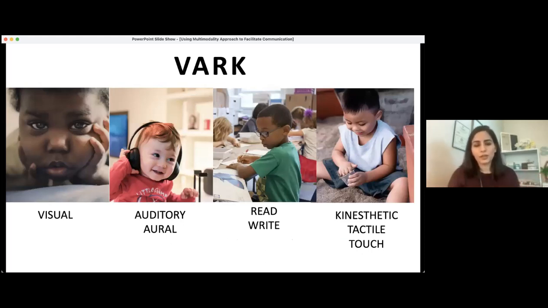So that is a little bit of the visual of how the work presents itself. The first one is, as you can see, the child is seeing, and then when we listen, and reading and writing, and the touching, all these combined together make a multimodal approach to learning. And we are going to be talking about how we can put all these together to teach communication.